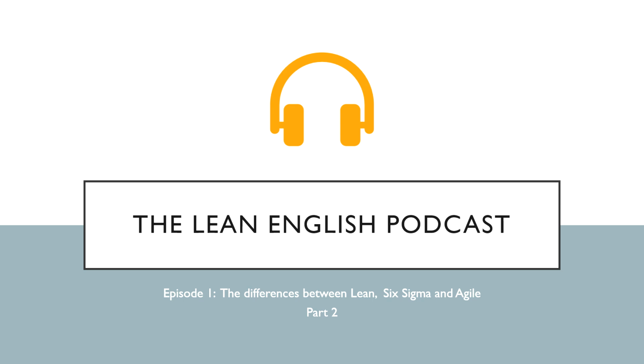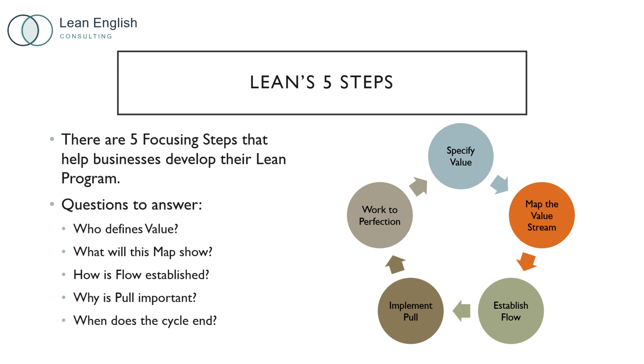Now, let's take a look at what makes each method work so well, starting with Lean. These are the 5 focusing steps that businesses follow to develop their Lean program. The first step is to specify value, and to do this, we need to answer the question, well, who defines value?